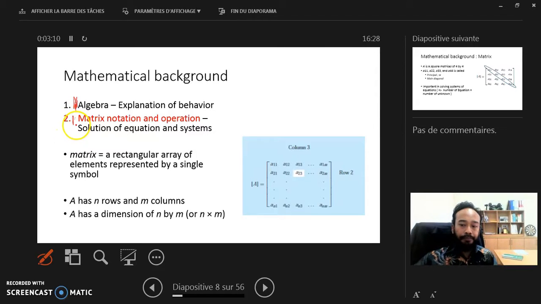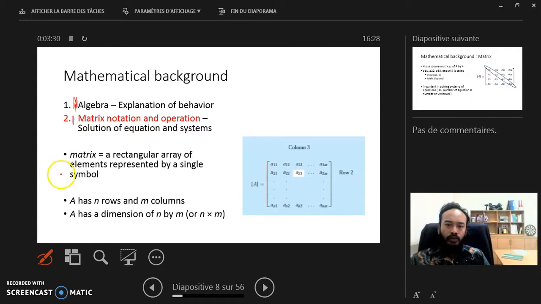So in numerical method, the methods use matrix form in order to find the solutions. So different methods manipulate matrices differently. So we need to really do revision on matrices, right? So matrix, we're going to go through this quickly.